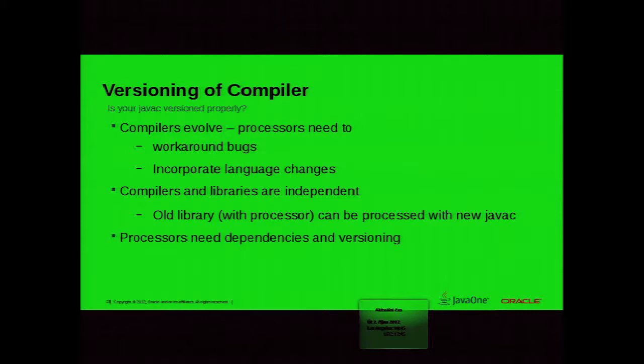A slight problem is versioning of the compiler. The JSR does not specify a way for the processor to communicate with the compiler and request some most recent version, or say, okay, this is a broken JavaC that I'm not going to run with. So this is slightly problematic. It would be good to have a way for annotation processors to specify the minimal version of JavaC they can run with.